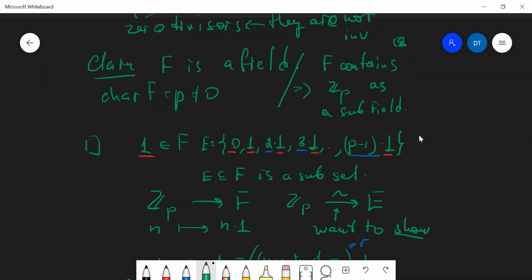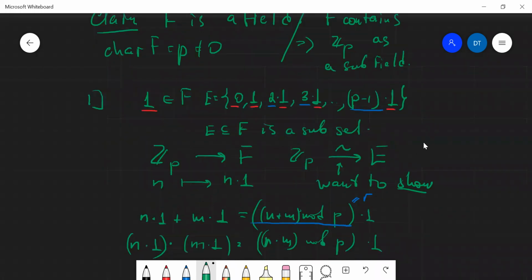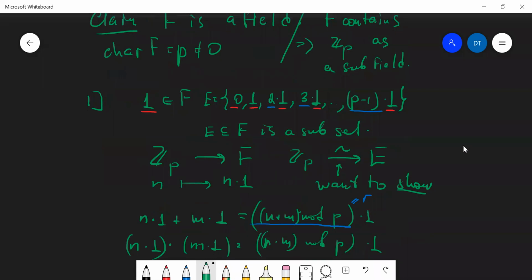So if you keep adding 1, you will get the same elements, or you will get this set. And this set is actually a subfield isomorphic to F_p. And the isomorphism is obvious. You just take 0 to 0, 1 to 1, 2 to 2 times 1, 3 to 3 times 1, etc. That's how it works. Okay, are there any questions regarding this proof?